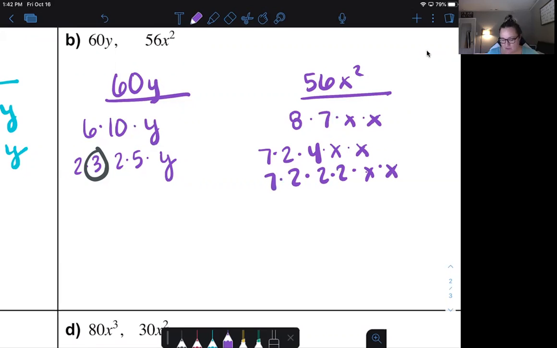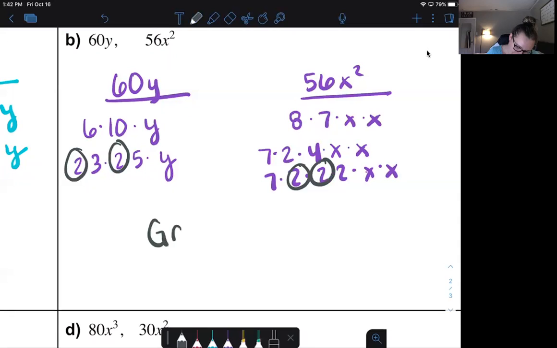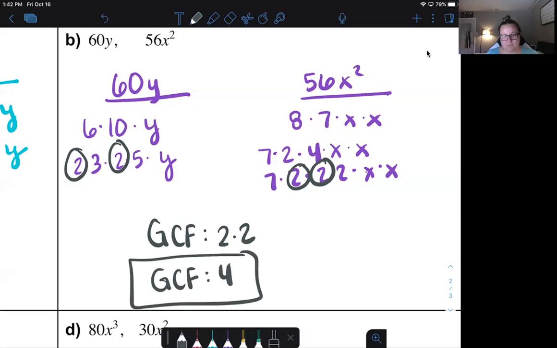Okay, so they do not have a 3 in common. What I see that they have in common, though, is a 2, a 2, a 2, and a 2. So my GCF is 2 times 2, or my GCF is 4. All right, hopefully your answer matched mine. Hopefully I know how to multiply since I teach math.